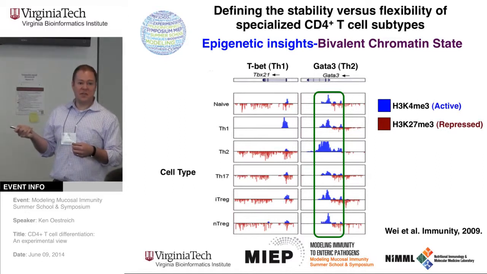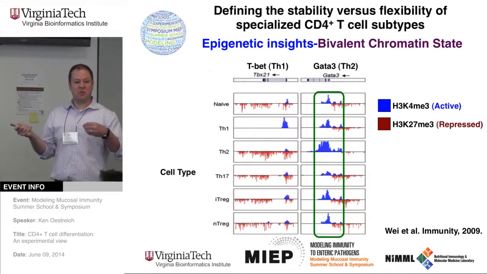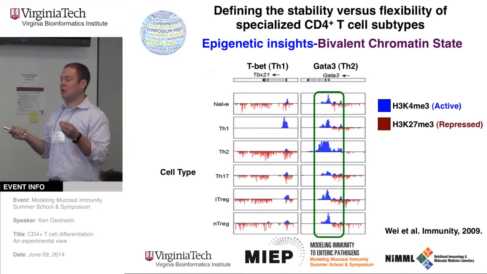Interestingly, if you look at a Th17 cell, you have a bivalent chromatin state at both the GATA3 and the T-bet locus. So theoretically, you could express both of those factors, leading to cellular flexibility between a Th17 cell and a Th1 and a Th2 cell.